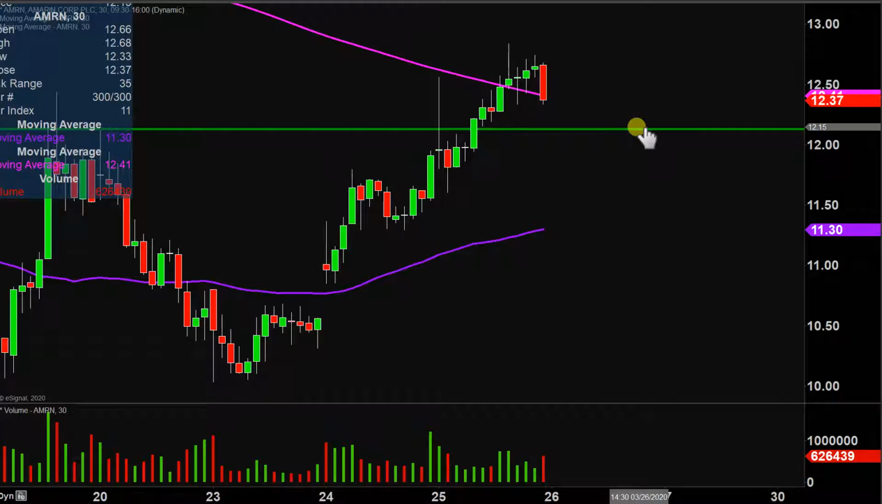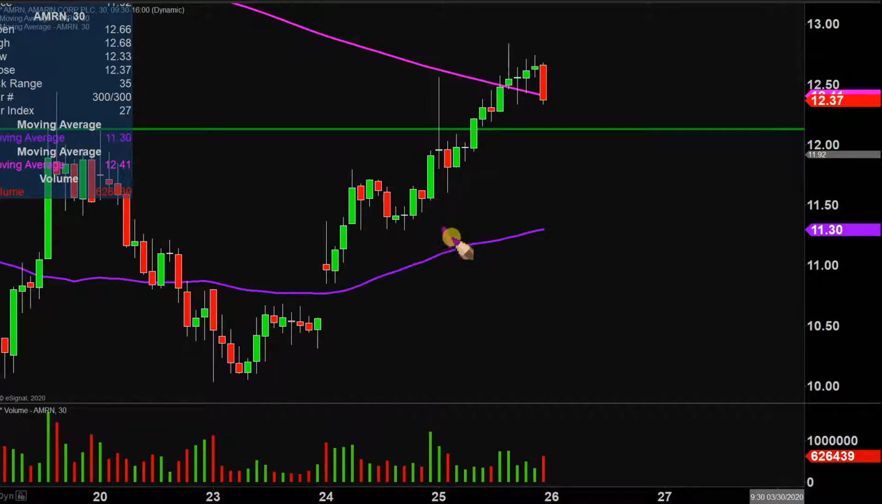Now, with that being said, don't get me wrong, if the price falls below 12.15, I'm not saying the entire chart's destroyed or ruined or anything like that. But yeah, if the price could manage to stay above that area, that would certainly be a massive sign of power going forward.